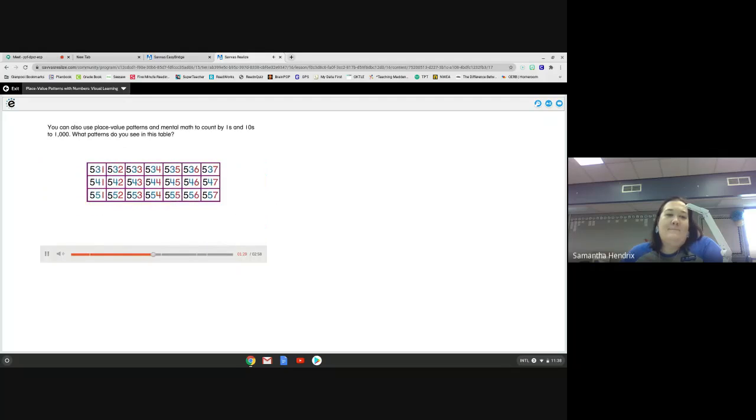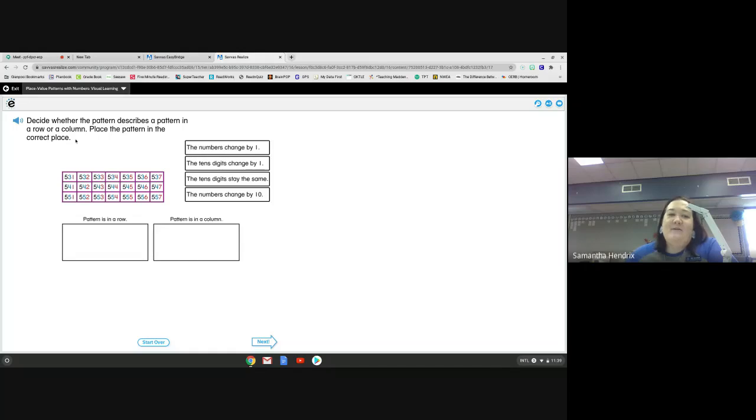You can also use place value patterns and mental math to count by ones and tens to 1,000. What patterns do you see in this table? Okay, so let's look. Our ones stay the same as we go down. Our tens increase by 10. It looks like 1, but it's really 10 because it's going from 31 to 41, which is 10 numbers. And our hundreds here are staying the same. So let's see what they want us to try.